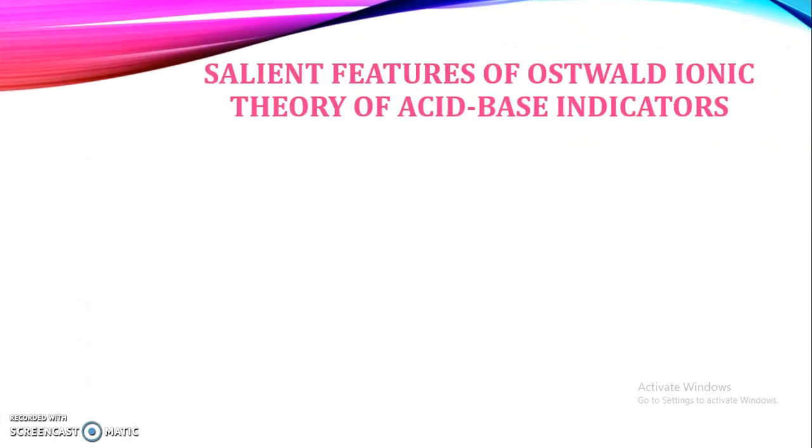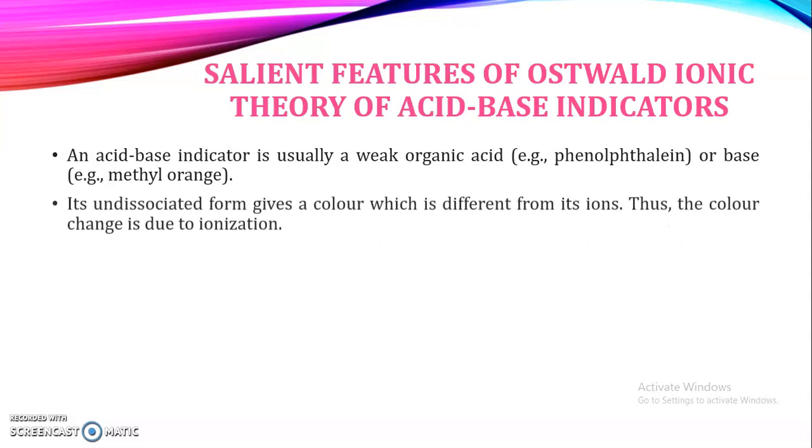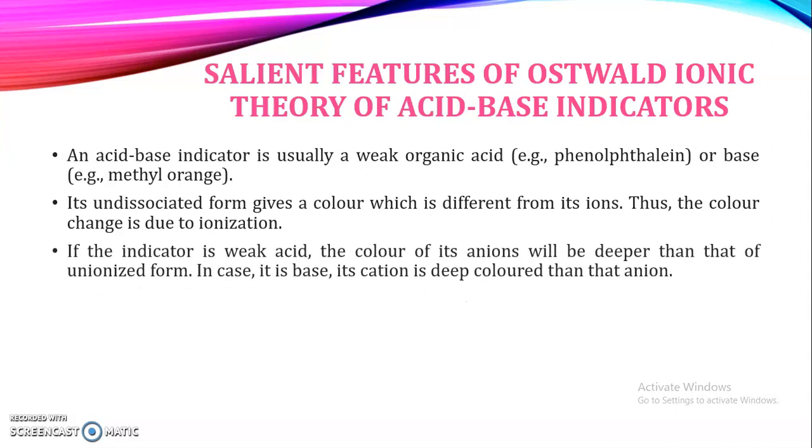Now, what are the different features of the Ostwald ionic theory? An acid-base indicator is usually a weak organic acid, as I said, for example phenolphthalein, or it might be a weak organic base, that is methyl orange. Its undissociated form gives a color which is different from its ions. Thus, a color change occurs due to the ionization.